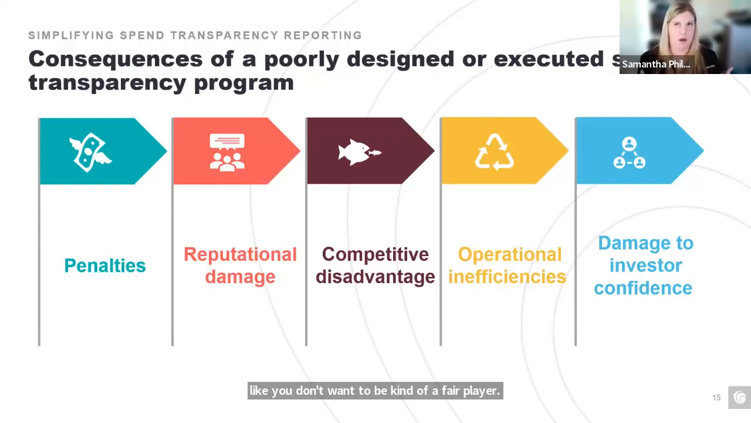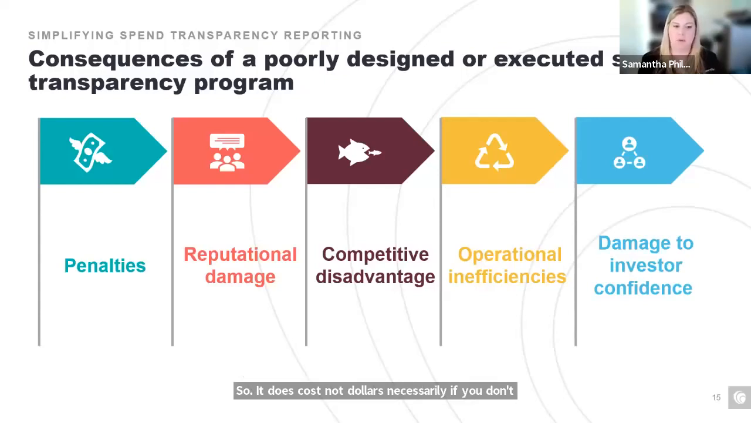The other piece is operational inefficiencies, which we've talked a lot about, right? Poorly designed or poorly executed spend programs tend to take a lot of compliance resources. They tend to take a lot of head count and lots of cross-checking and lots of chasing and all of that. So it does cost not dollars necessarily if you don't have a tech solution, but it does cost in terms of hours and head count that could be spent elsewhere.